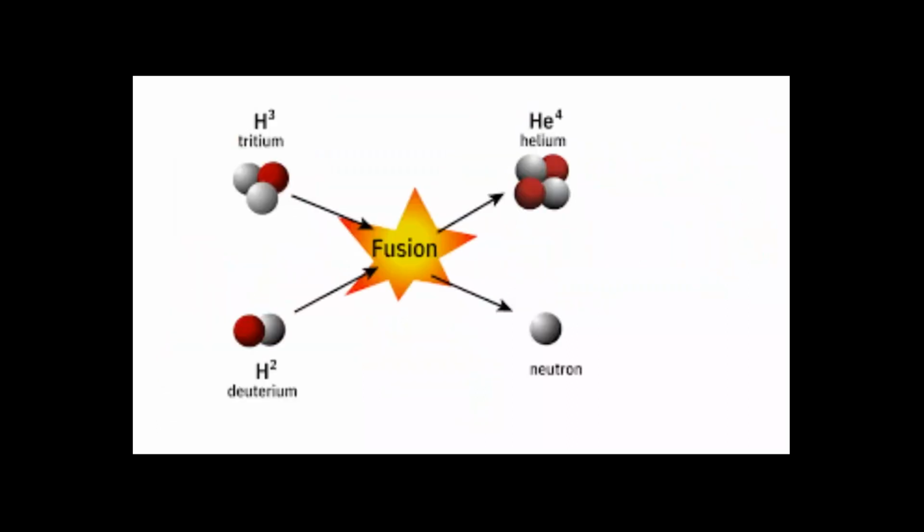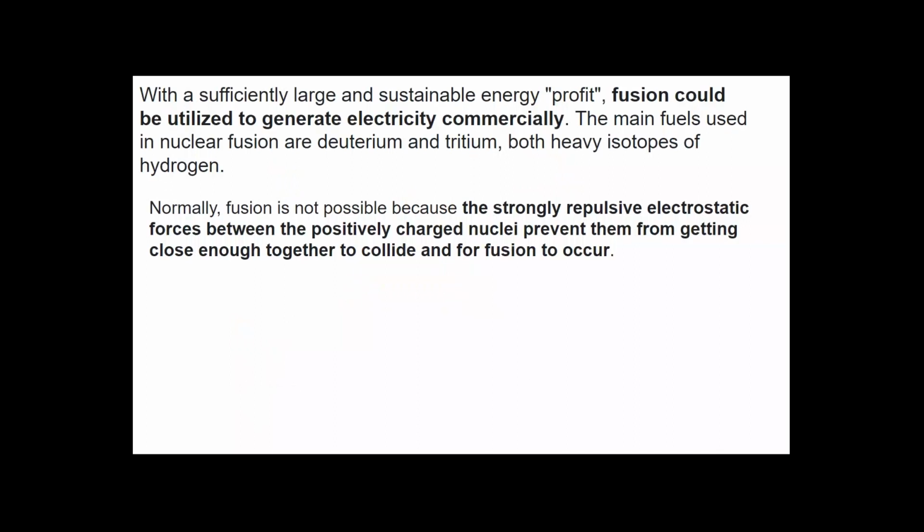We also have fusion. We could have a deuterium atom and a tritium atom coming together and forming helium and a neutron. This is a sort of reaction which occurs in the sun. It gives off vast amounts of heat, which could potentially be used as a source of energy, although such technology has not been developed yet. So with sufficiently large and sustainable energy output, fusion could be used to generate electricity commercially.